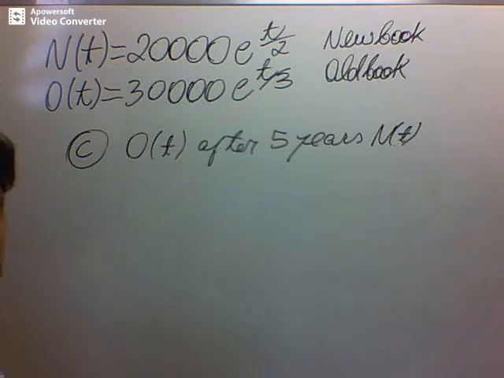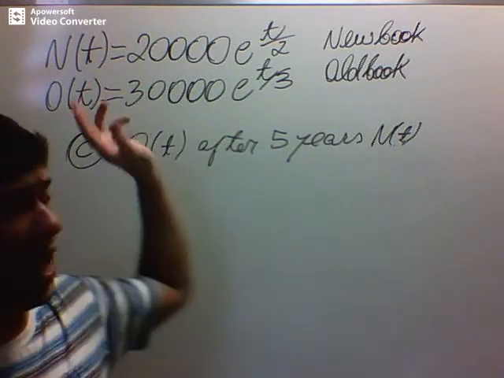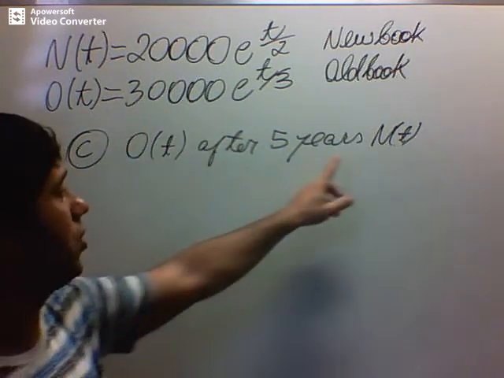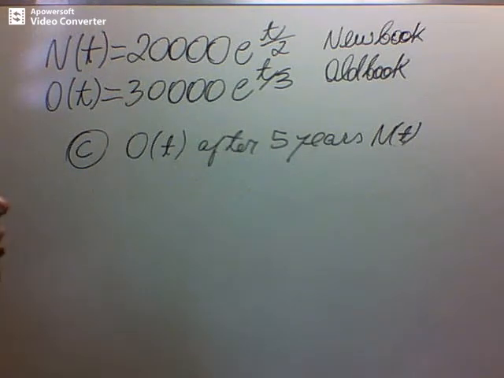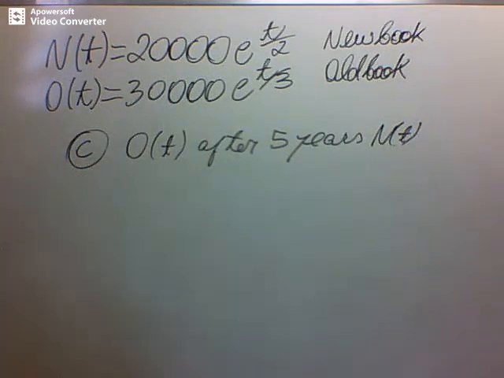Did you understand what I just said? Did you understand the statement of the problem here? We are going to launch O of t, and after 5 years we're going to launch N of t, and what we want is the time it's going to take for N of t to catch up with O of t, okay? So this is what I am going to draw here on the board, and I want you guys to try to understand here, okay?